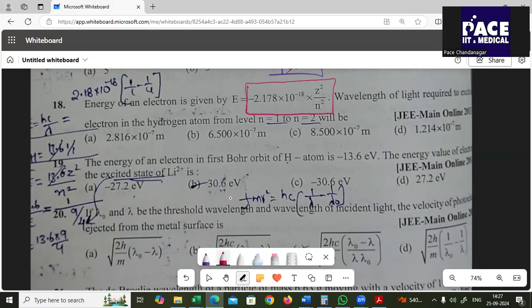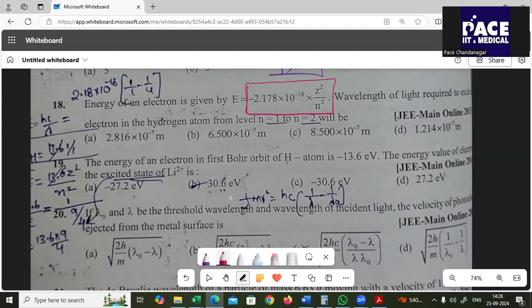What we are taking is minus 2.18 into 10 power minus 18 Z square by N square. Even if it is not given to you, you should know that. Now, the wavelength of the light required for this spectrum from 1 to 2: first, I have to find what the energy change is.